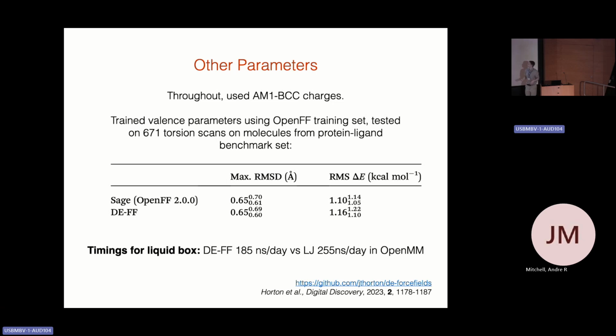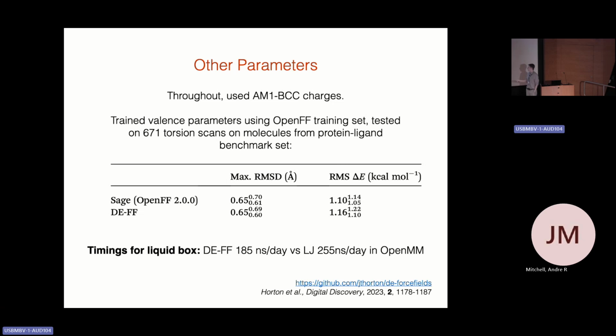Just to wrap up a couple of small points. We're using AM1-BCC charges throughout. We also trained all of the valence parameters to be compatible with the double exponential using the standard Open Force Field protocols and tested on a load of torsion scans. And actually the Lennard-Jones and the double exponential force fields perform equally well on that test set.